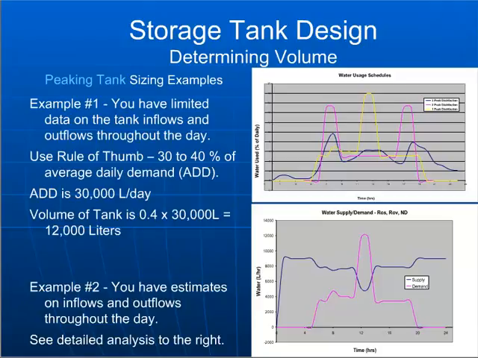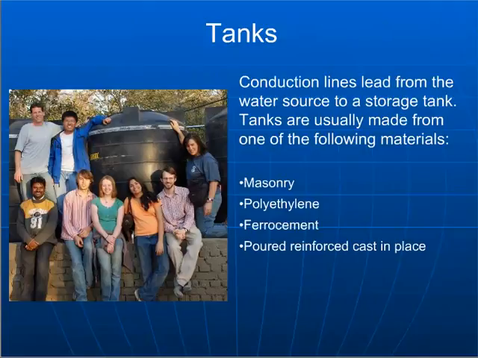If you don't have a good feeling for that, a typical rule of thumb would be to use about 30 to 40% of the average daily demand. So if your community is projected to require about 30,000 liters of water per day, then a rough estimate for a peaking tank would be 40% of that, or 12,000 liters. Again, the idea is that you're trying to accommodate everybody going to the tap stand, turning the tap on at the same time, and drawing down that peaking tank.